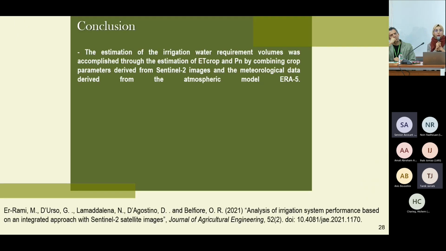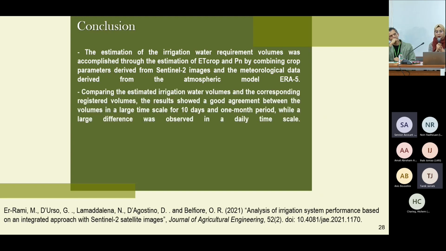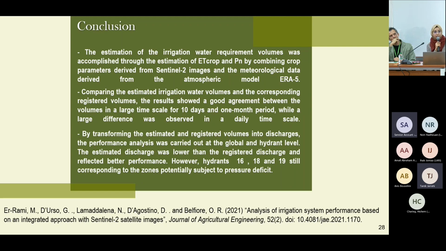So as a conclusion, the estimation of the irrigation water requirements volumes was accomplished through the estimation of crop evapotranspiration and the effective rainfall, by combining crop parameters derived from Sentinel-2 images and the meteorological data derived from the atmospheric model ERA5. Comparing the estimated irrigation water volumes and the corresponding registered volumes, the results showed a good agreement in a large time scale, for 10 days and 1 month periods, while a large difference was observed at a daily time scale. By transforming the estimated and registered volumes into discharges, the performance analysis was carried out at the global and hydrant level. The estimated discharge was lower than the registered one, and it reflected better performance.